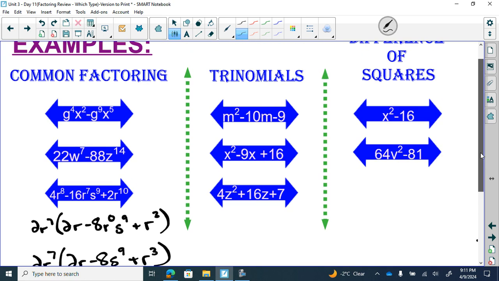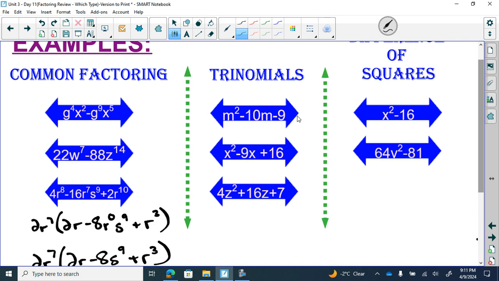So each of these has 3 terms: 1, 2, 3. Nothing in common to all 3. The first 2 are simple trinomials. The 3rd one is a hard trinomial.